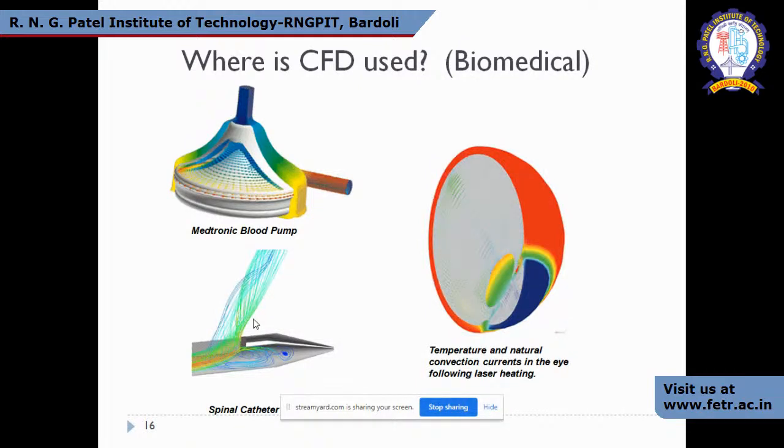Another popular field is biomedical. As I told you, biomedical applications include flow through a blood pump, the artificial heart, flow through the heart, flow through arteries, even flow through the brain and the spinal column. How the blood is flowing will help us design, in case of heart surgery, a proper stent, or if some part of the heart or arteries is damaged or blocked, how we can remove those blockages using an external stent or something like that.